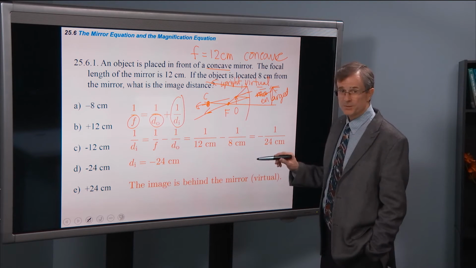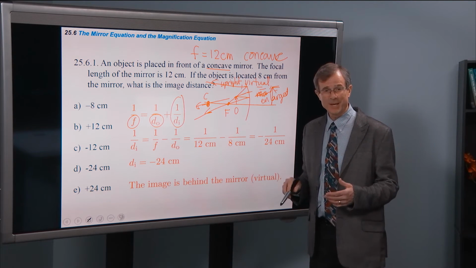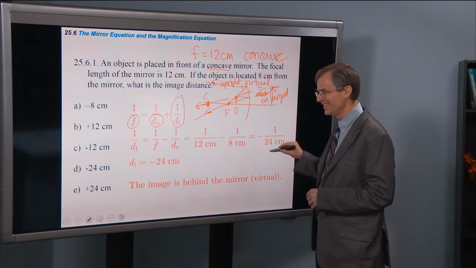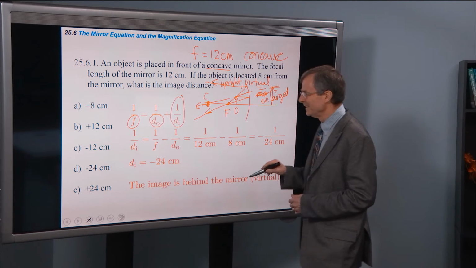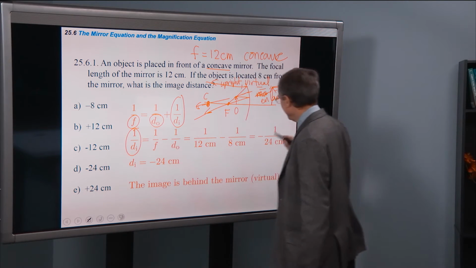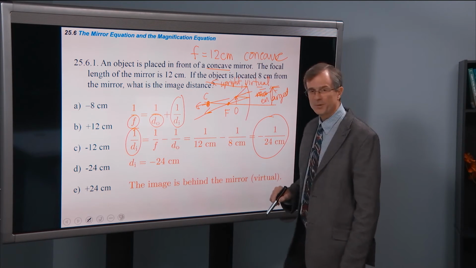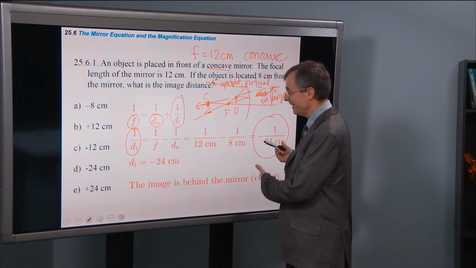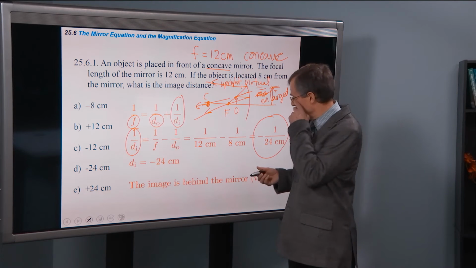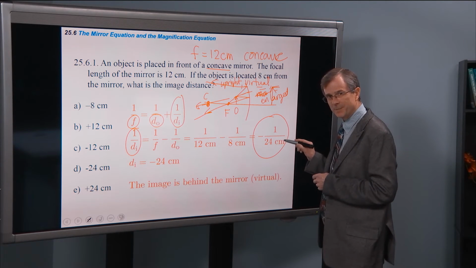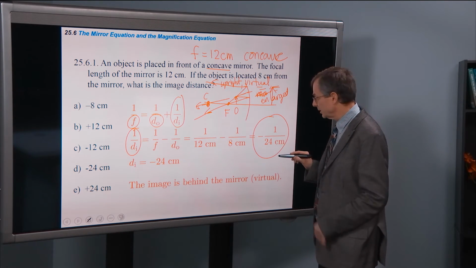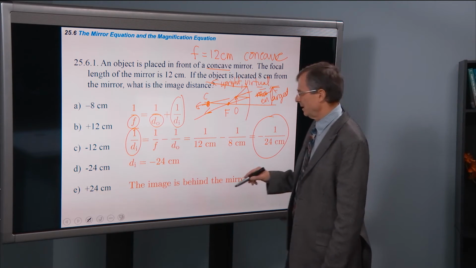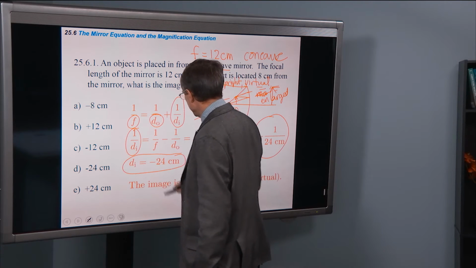But remember, just like we did with resistors and capacitors with those inverted relationships, that's not your answer. Your answer is 1 over that. So 1 over di equals minus 1 over 24 centimeters. That's why I always carry the units along. Otherwise, I'm just going to write down that as di, and I'll be wrong. But the units are in the denominator, so that's your clue that you better invert it. So di is minus 24 centimeters.